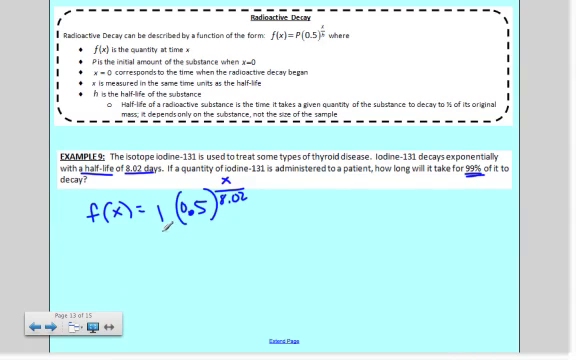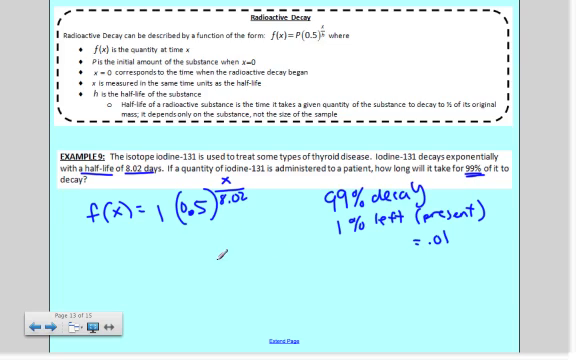Okay. And then we're talking about we want 99% to decay. So that means we want 1% left, just like the last example. How much is present? Which equals 0.01. So it's asking us, well, when is f of x equal to 0.01? Because 1% of 1 is 0.01, okay? So that's why we're nicely using 1.